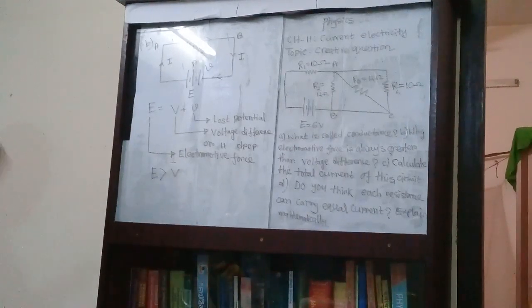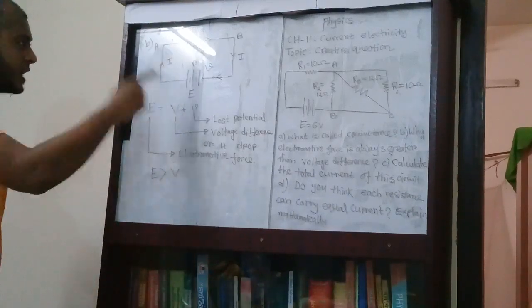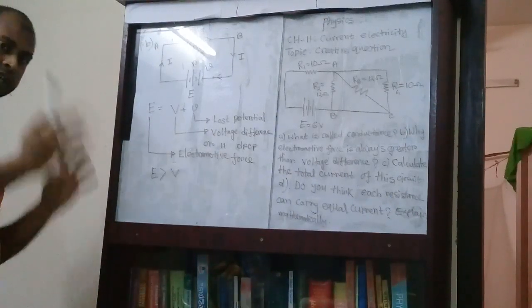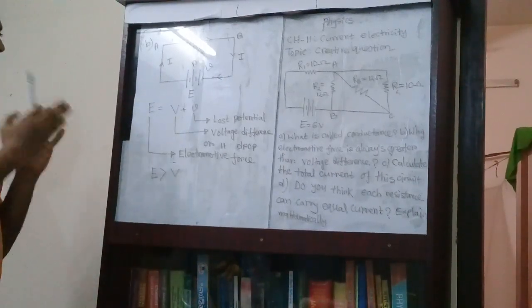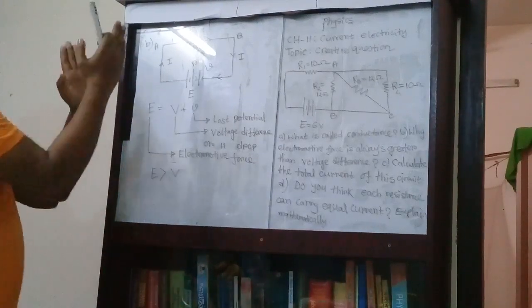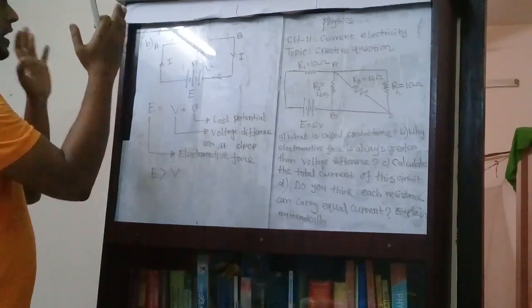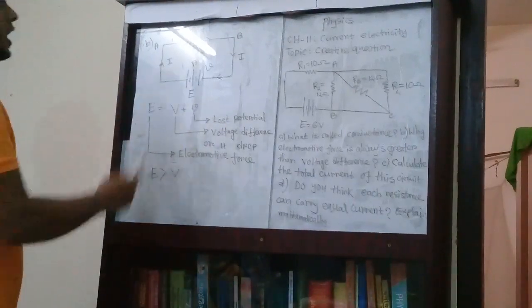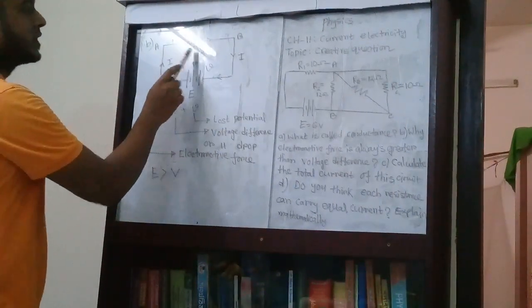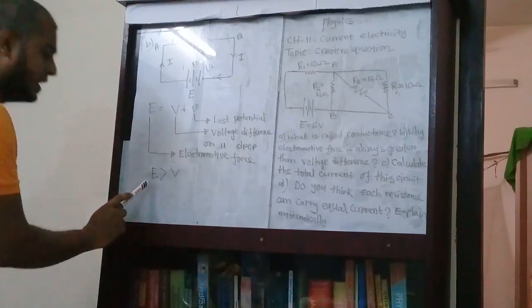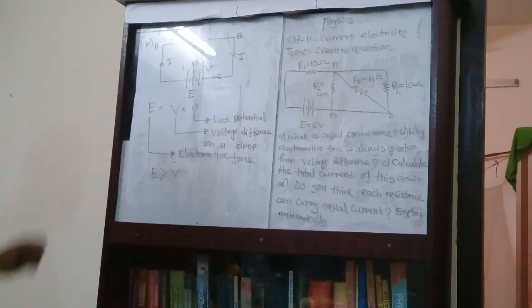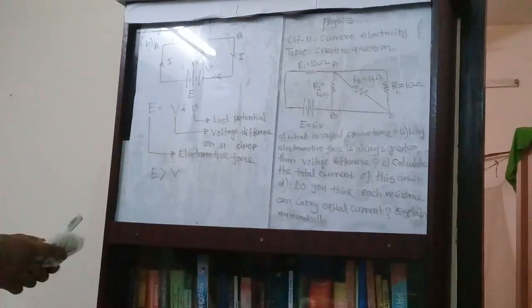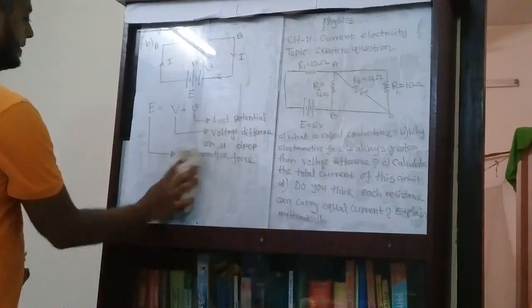Because electromotive force is the total voltage in the circuit, and voltage difference or voltage drop is the voltage drop considering only some part of the circuit. So this part will consume voltage V, but the total voltage of the circuit is the electromotive force E. That's why you can say that E is always greater than V. Now, boys and girls, I'm going to discuss question number C.